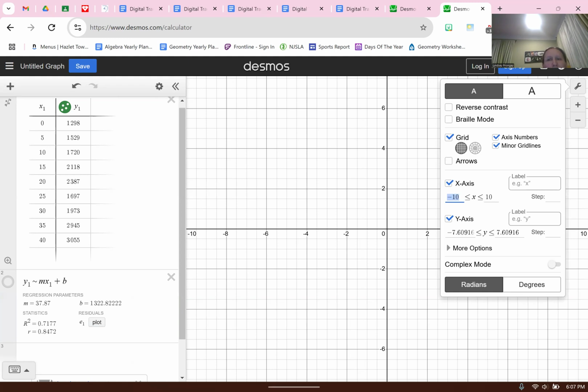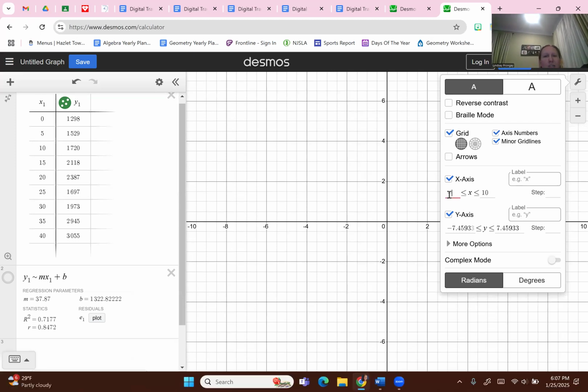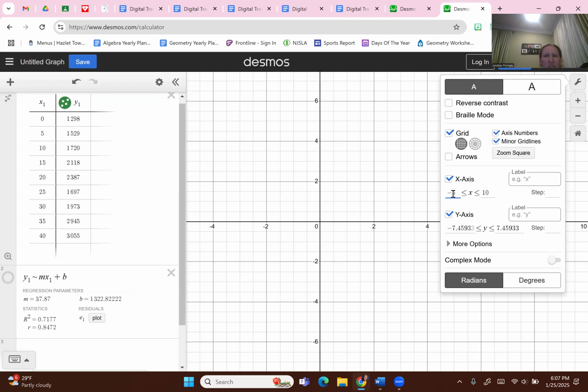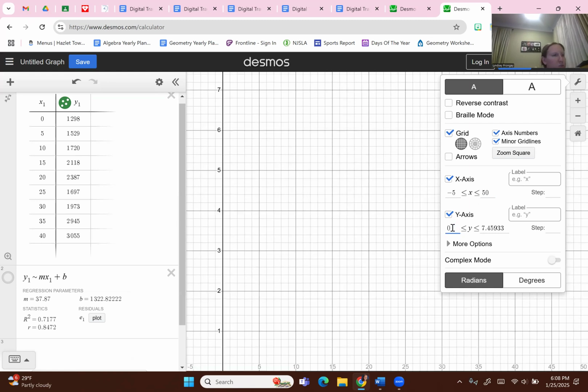So my X axis, I'm gonna have to flip my computer around because I'm going to change my X axis. We'll say -5. I usually like to go a little bit lower. I know it starts at 0, but we'll say -5. My biggest X, if I keep extending that, I believe was 40. So let's make it go to 50. And then from there, my Y axis, I'm going to make it start at 0. I know the first one's really at 1298, but let's start at 0. And the biggest Y value is 3055.